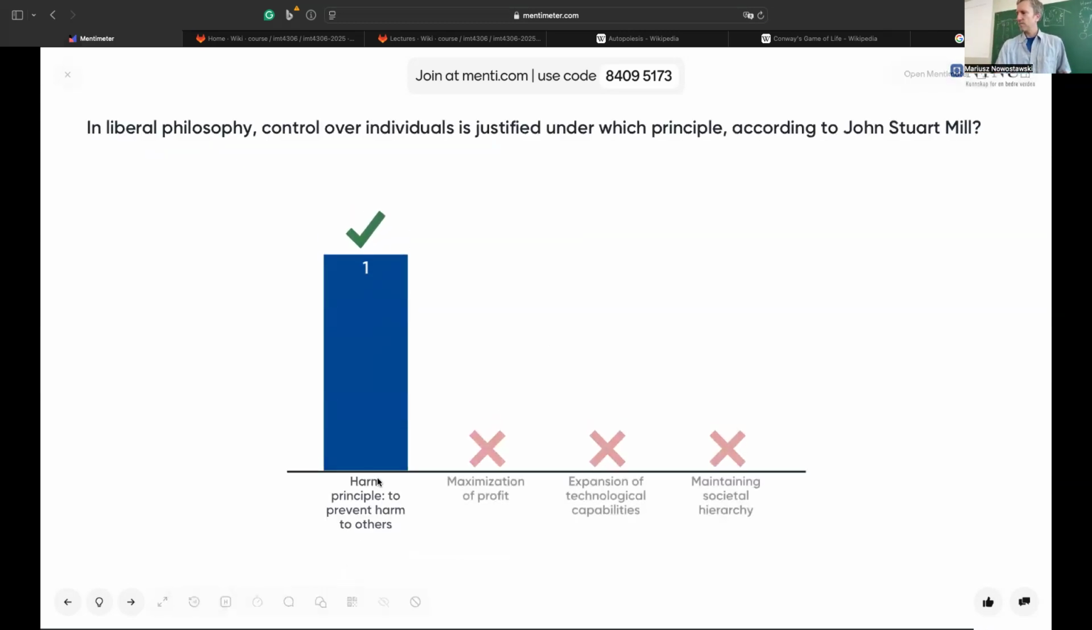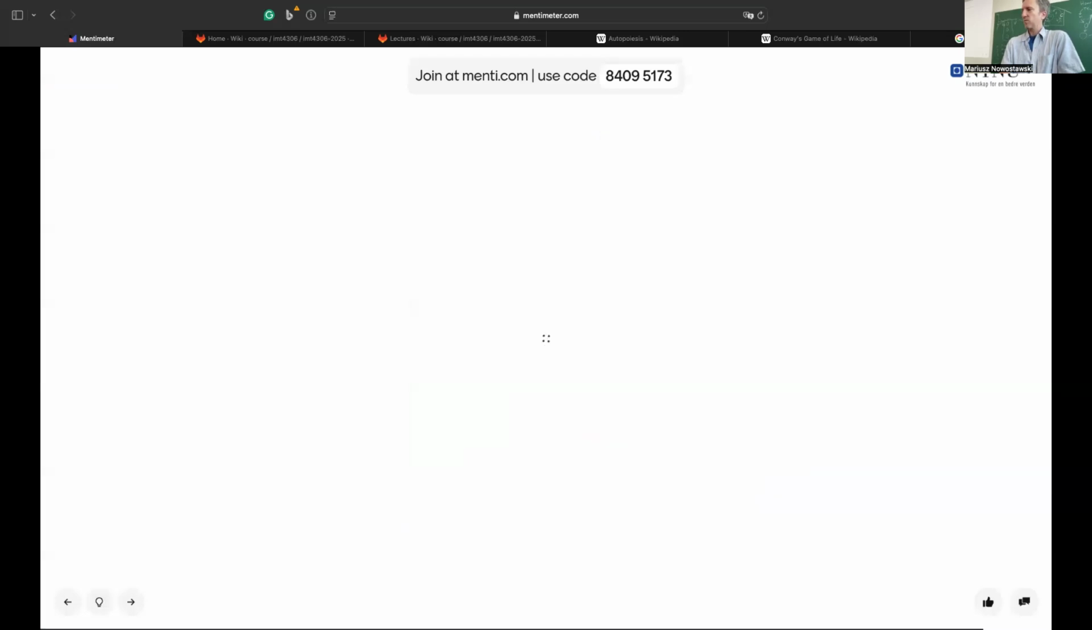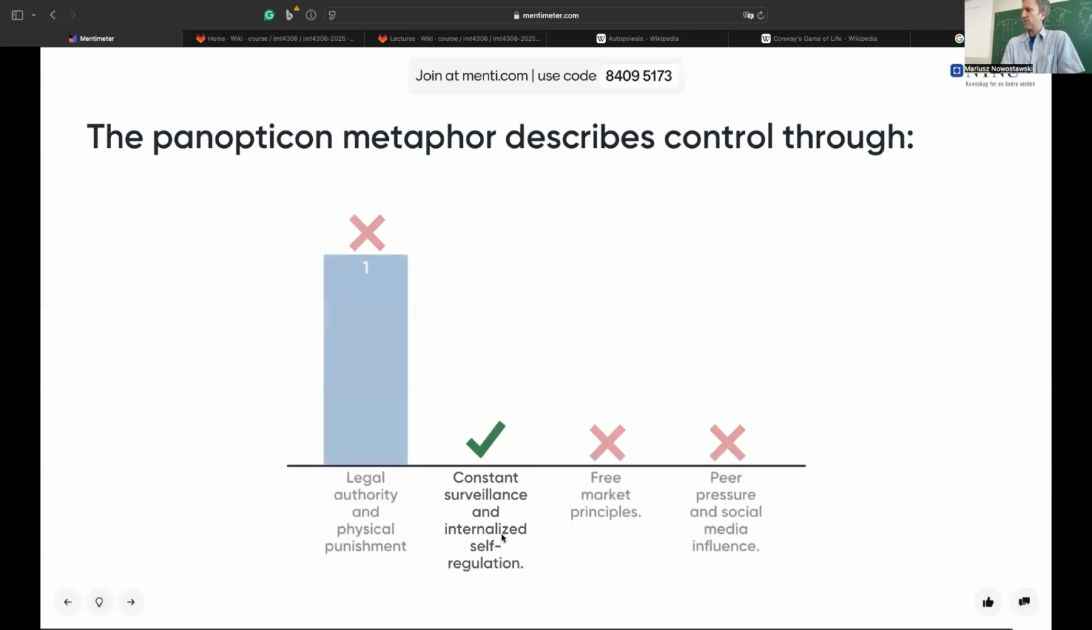This no harm, like in liberal philosophy, we accept. We say, yes, we have to punish people, we have to lock them up, and we have to prevent them doing certain things to minimize harm to others. But we are not okay with this panopticon metaphor, with the total control.